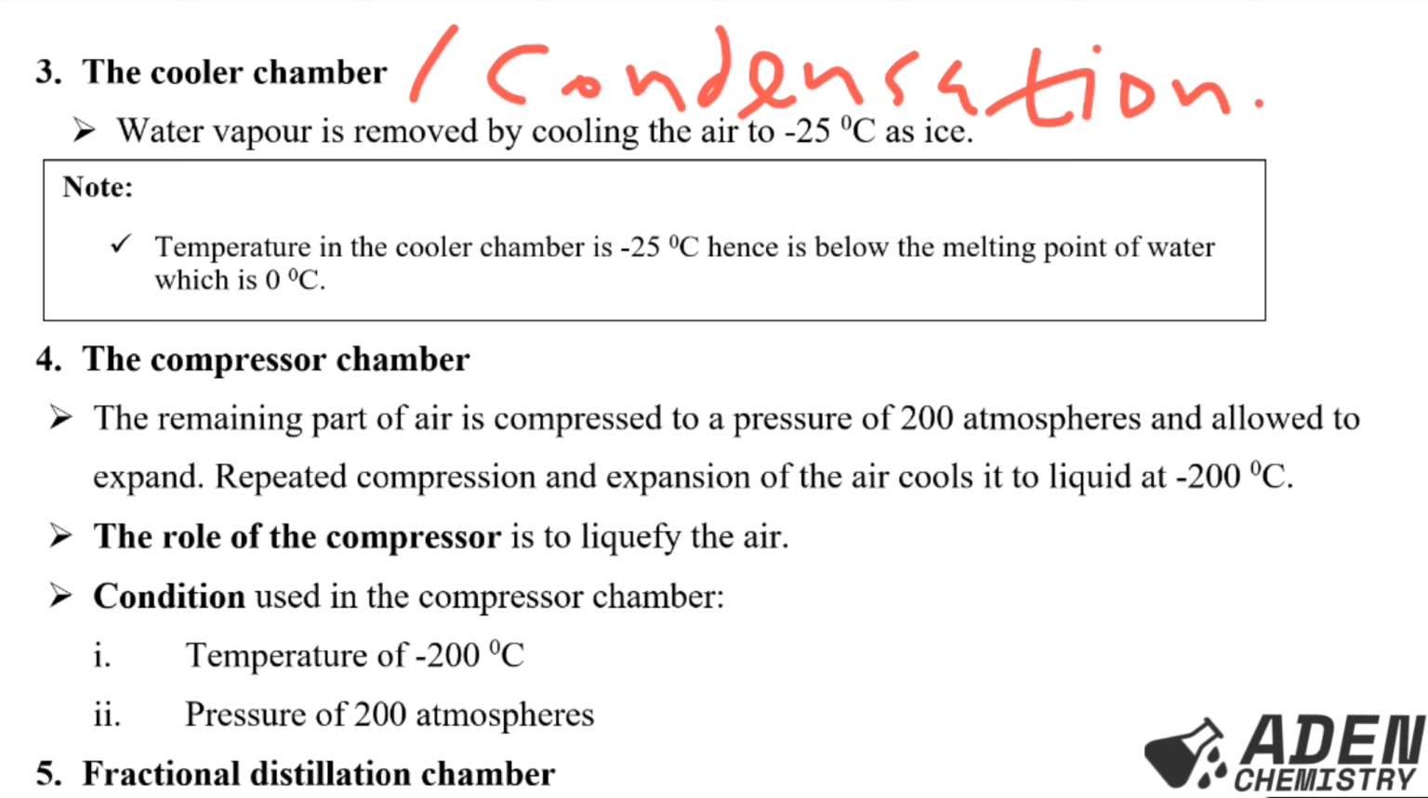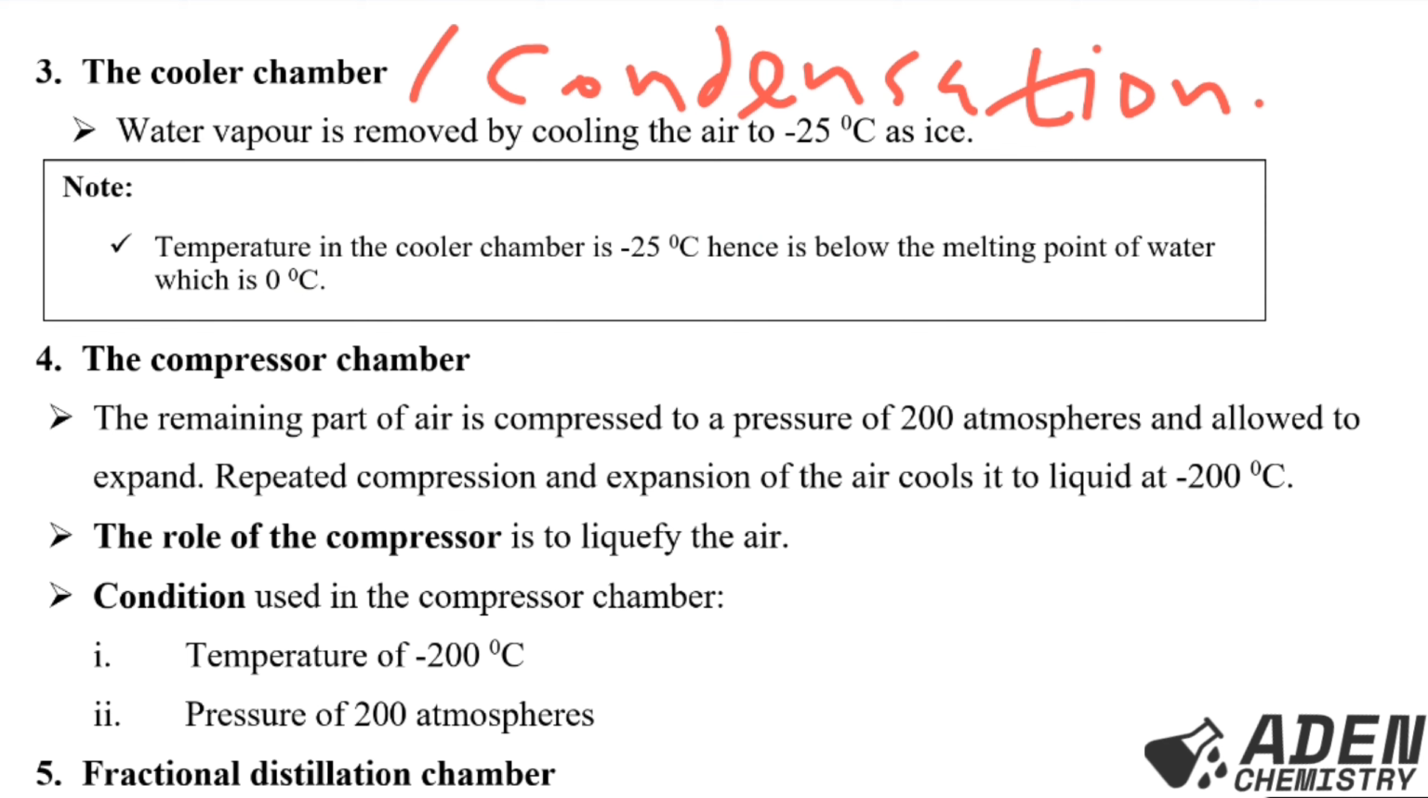Condensation chamber. We are saying water vapor is removed by cooling the air to negative 25 degrees Celsius as ice. So what we mean here is that we are removing water vapor as ice, or solid ice. Note, the temperature in the cooler chamber is negative 25 degrees Celsius, hence below the melting point of water, which is 0 degrees Celsius. So we're having negative 25, which means we are going to remove water vapor as ice.